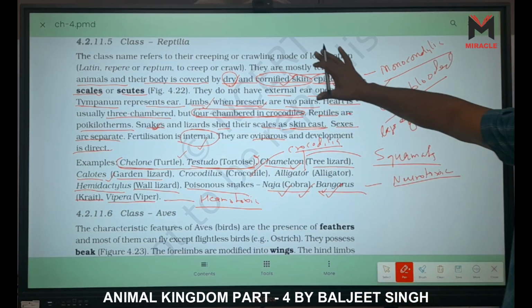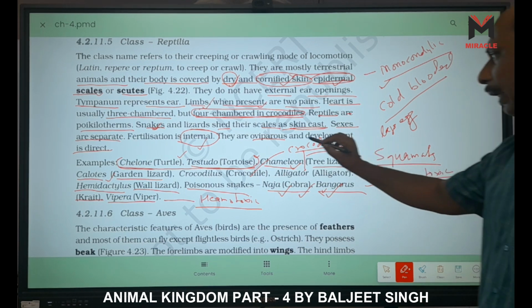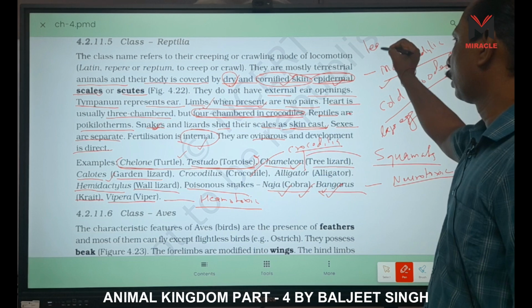So this is our reptiles, right? Reptile eggs, they lay leathery eggs.